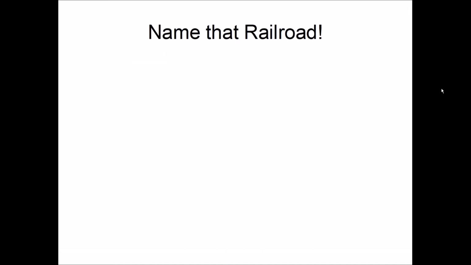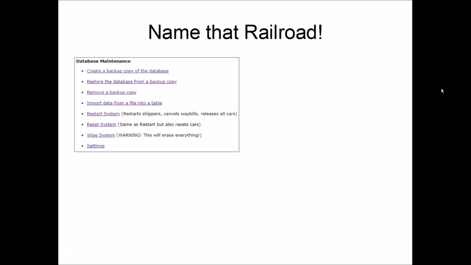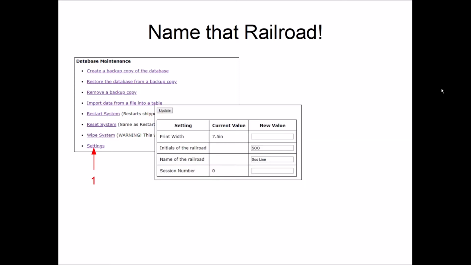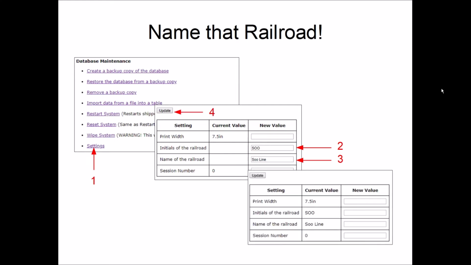To put the name into the system, we have to go to the database management and the settings, click on that link, and you'll see a form pop up. Fill out the railroad's name and its initials, click the update button, and there you go. This process we'll be using throughout the video.